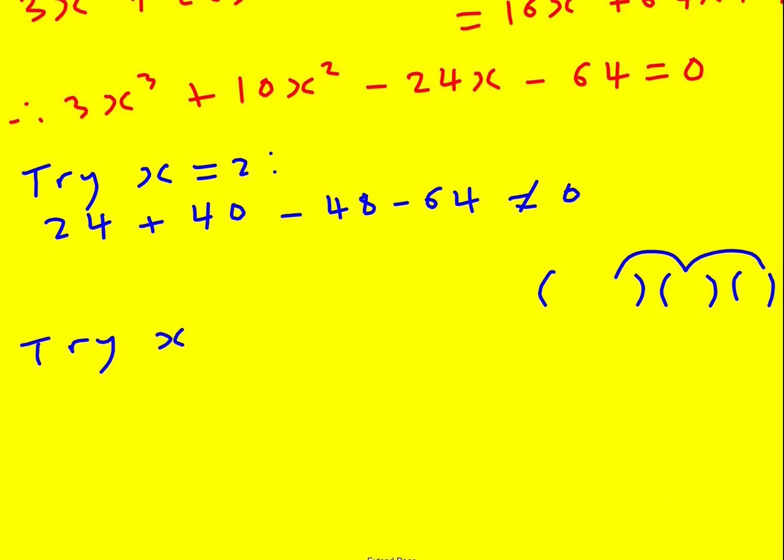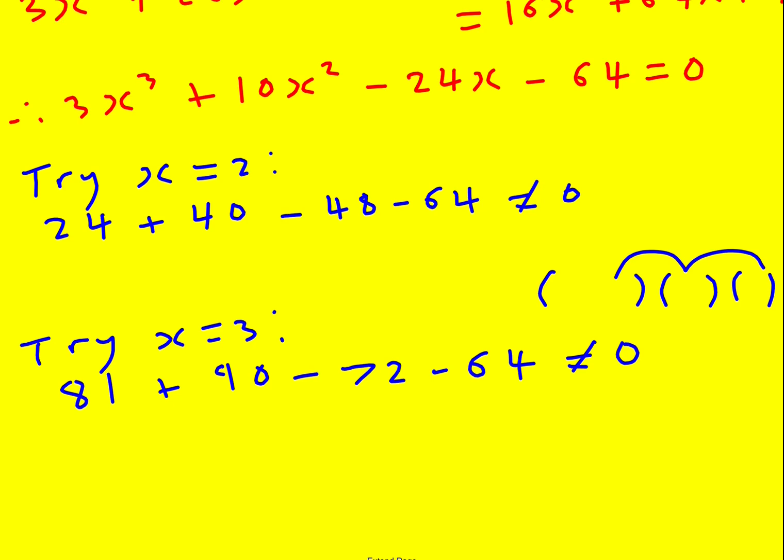Then I tried x equals 3. That will give 81, because 3 cubed is 27, times 3 is 81, plus 90, minus 3 times 24 is 72. Okay, this time it's too big. So it's actually less than 0 here. This time it's greater than 0.